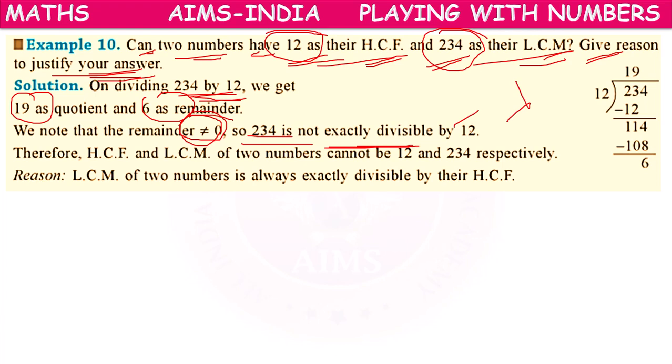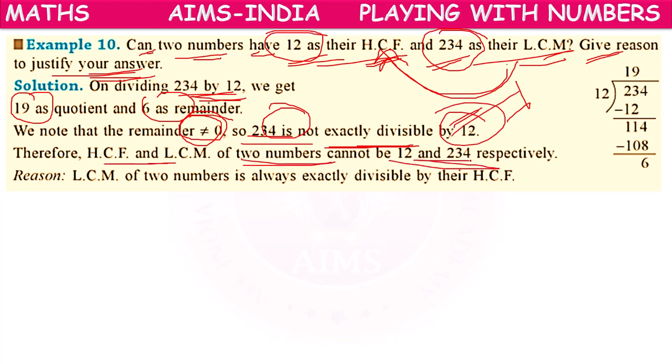It is wrong, because LCM is always divisible by HCF for the given two numbers. If it is not divisible, they are not the HCF and LCM of the given two numbers. So for the two numbers, these two values will not be the HCF and LCM, because LCM is always exactly divisible by HCF. That also we can prove.